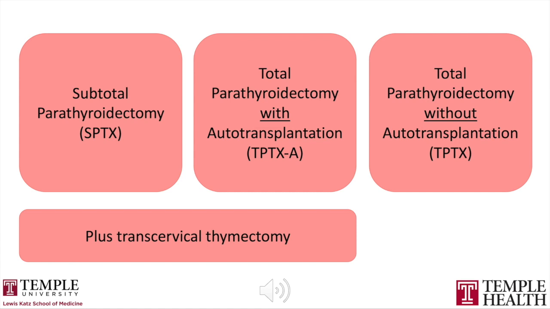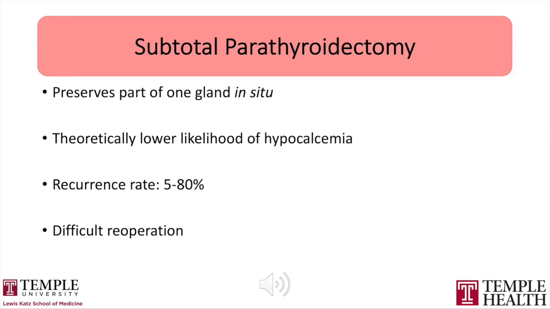So what operation are you going to do? There are a few options that we're going to discuss here. So one option is a subtotal parathyroidectomy. Now again, this is secondary hyperparathyroidism, which means all 4 parathyroid glands are equally affected by the insulting source, in this case, the kidneys. So you have 4 abnormal glands. You can do a subtotal parathyroidectomy that preserves one part of the gland in situ. So you're going to take out 3.5 glands. I say 3.5, but really it's more like 3 2/3 or 3 3/4.